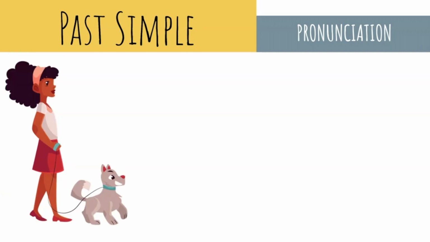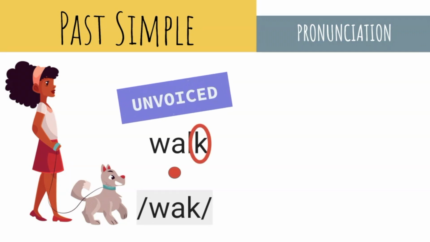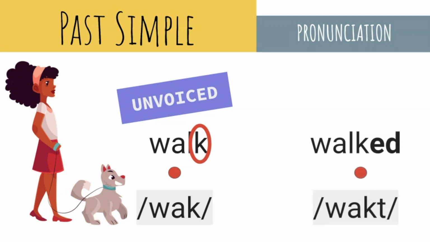Let's look at this example in more detail. The present tense walk ends in an unvoiced k. So it becomes walked. Notice how there is one syllable for walk and one syllable for walked.